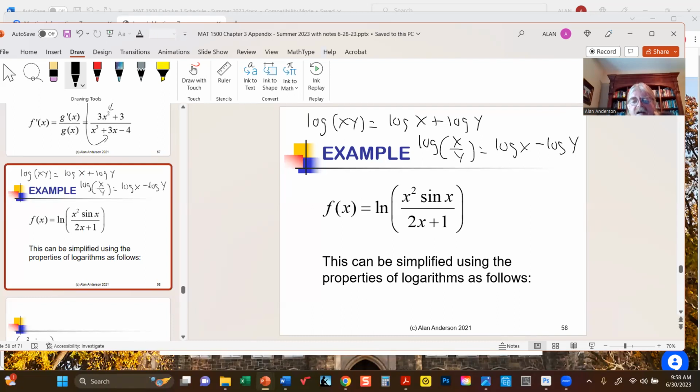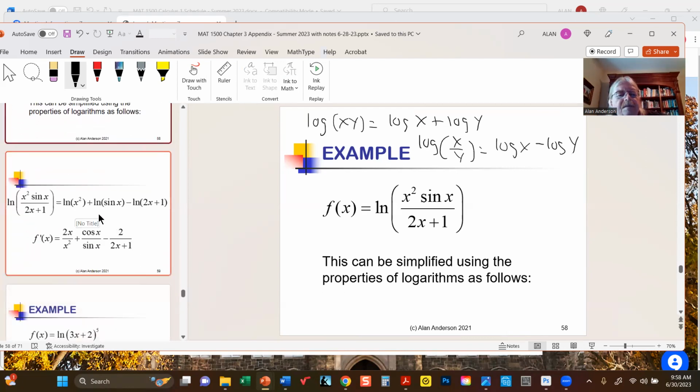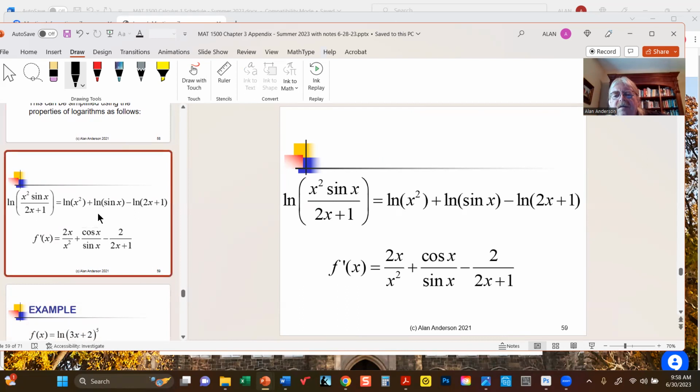We're going to put that to good use here, okay? Because if we try to solve this the way it is, we're going to have a mess. But we're not going to go down that path. We're going to simplify it as follows. In other words, you've got a product in the numerator. So we can rewrite that as log x squared plus log sine x minus log 2x plus 1.